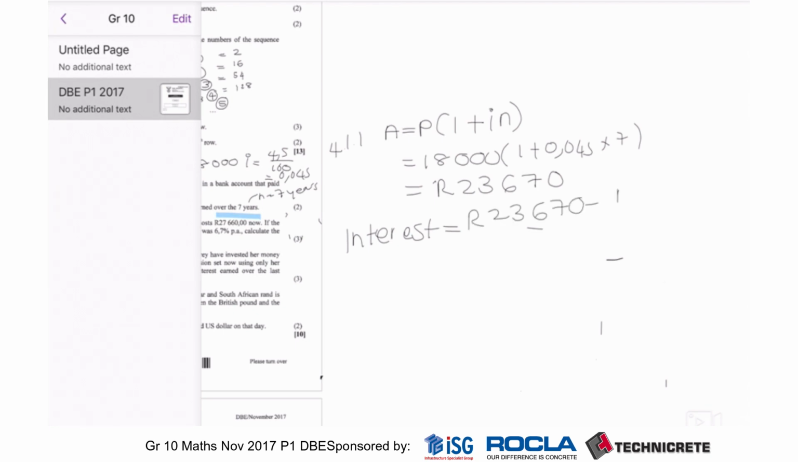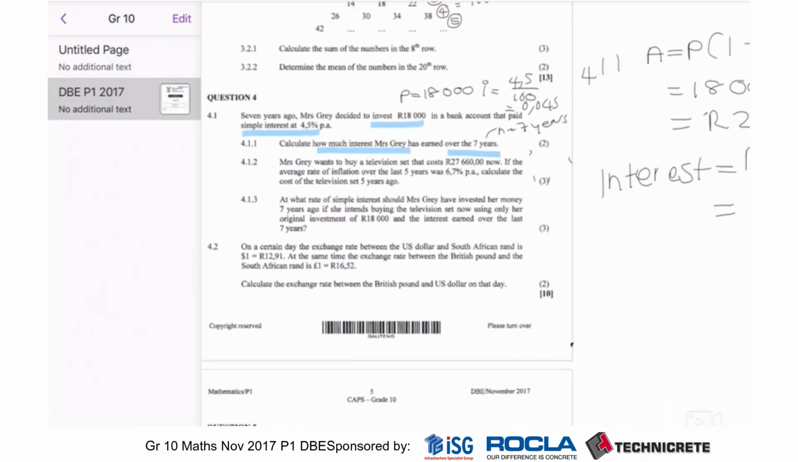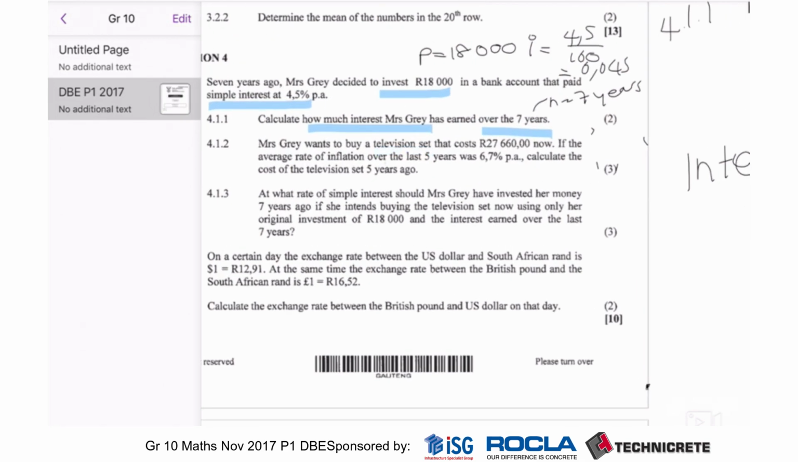So 23,670 minus the initial 18,000, and the interest she earned is 5,670. Okay, the next question says Mrs. Gray wants to buy a television set that costs 27,660 rand now. If the average rate of inflation over the last 5 years was 6.7% per annum, calculate the cost of that television set 5 years ago.